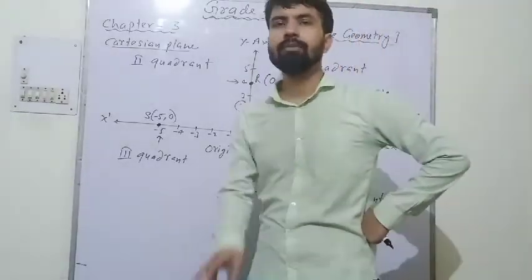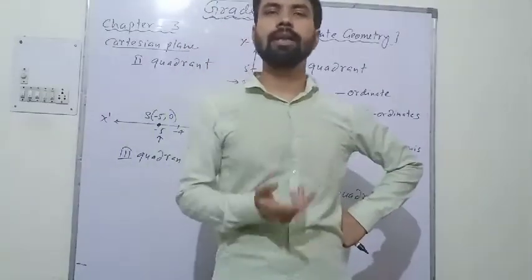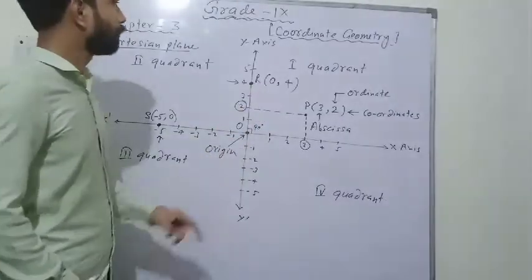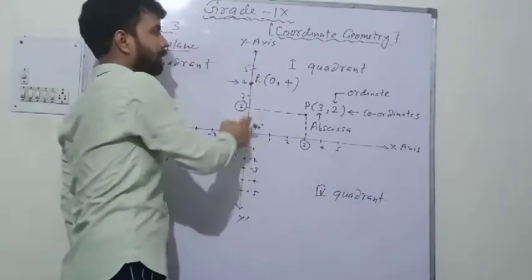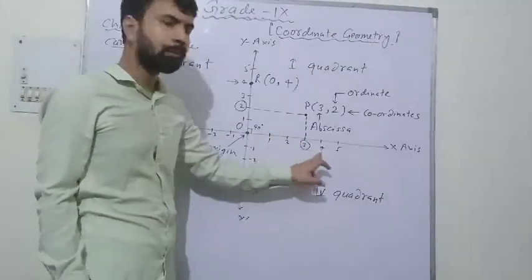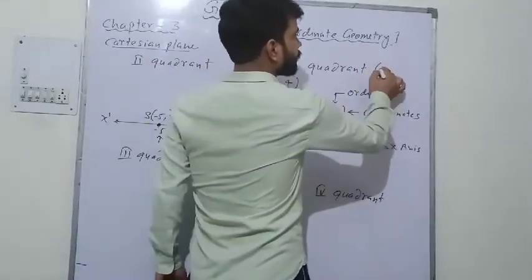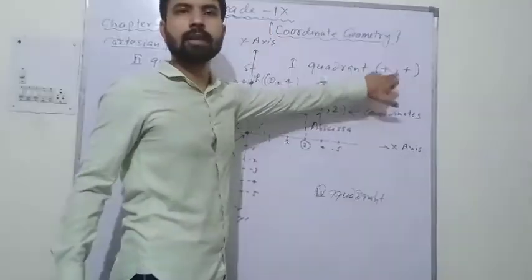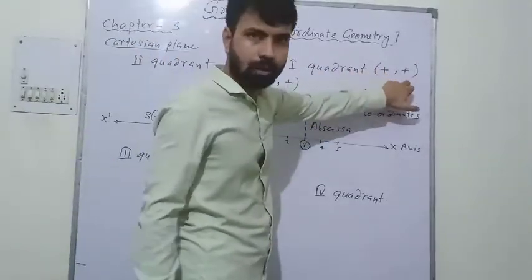For example, I am saying (1, 2) are the coordinates of a point. So where will it lie? In which quadrant will it lie? For that, we have to remember, the first quadrant is this portion. Here, this x-axis and this y-axis are present. On this axis all the x values are positive, and here all the y values are positive. So in the first quadrant, the signs of abscissa and ordinate are both positive.